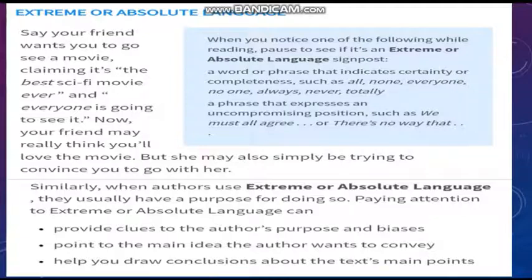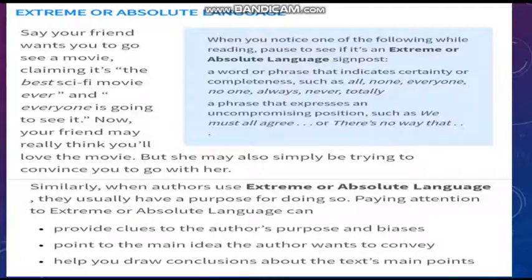Say your friend wants you to go see a movie, claiming it's the best sci-fi movie ever, and everyone is going to see it. Now, your friend may really think you will love the movie, but she may also simply be trying to convince you to go with her. Similarly, when the author uses extreme or absolute language, they usually have a purpose for doing so.